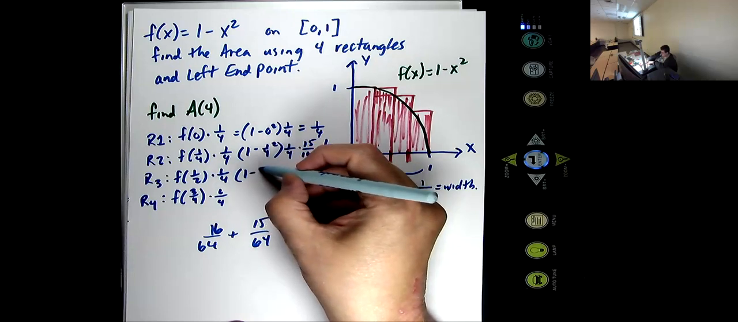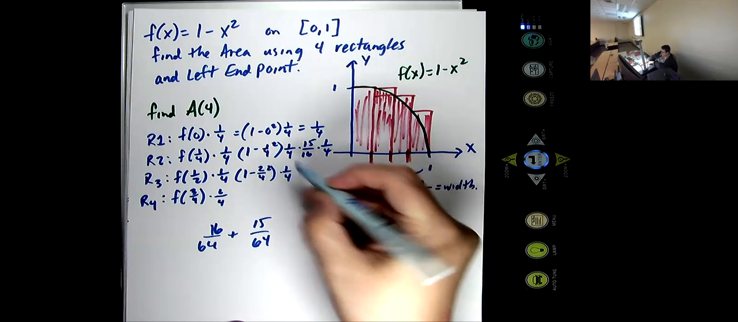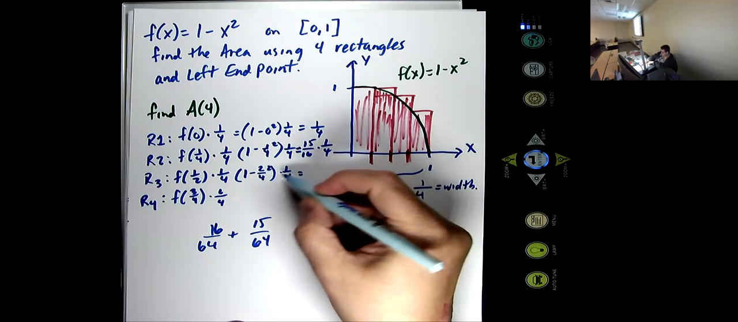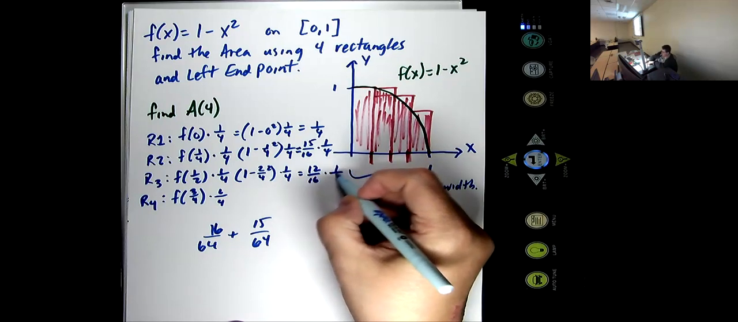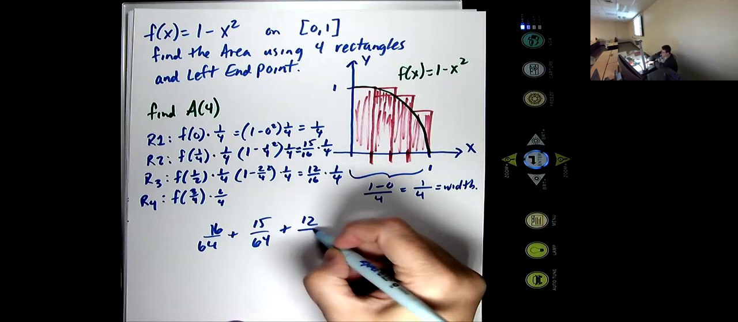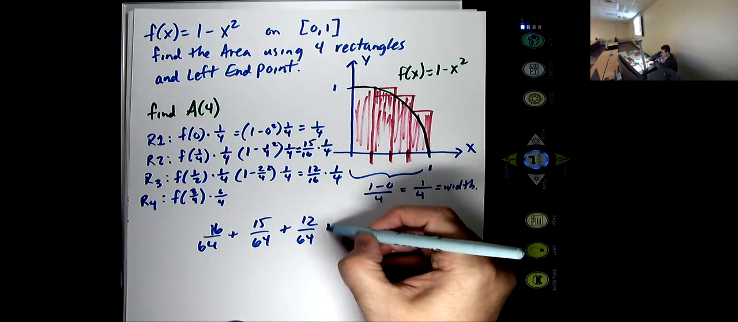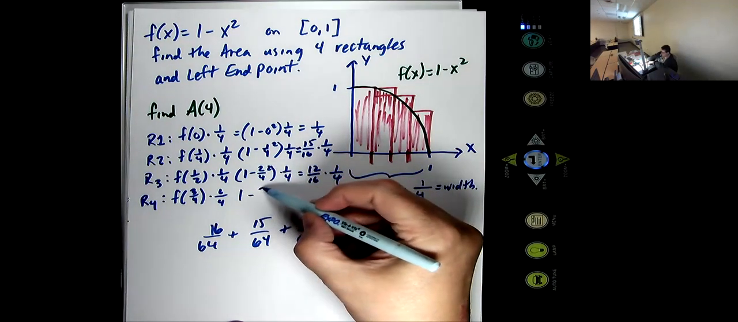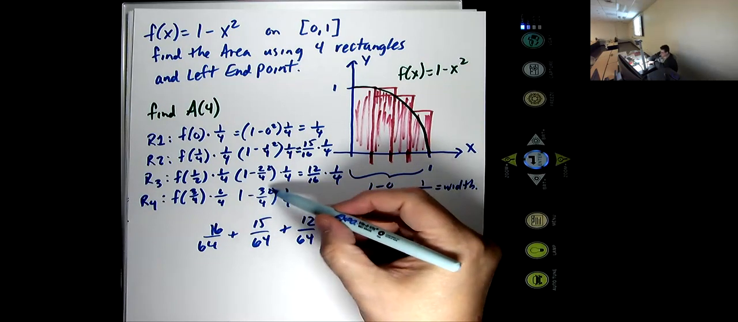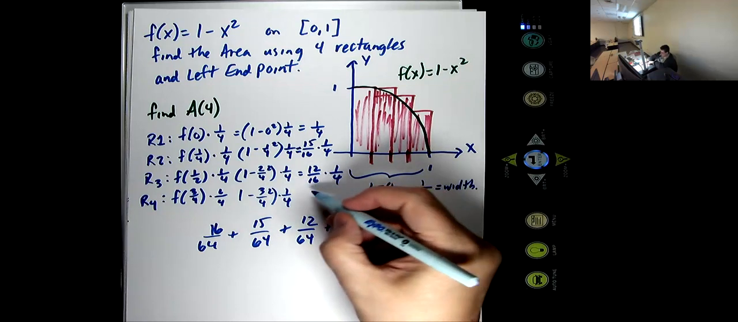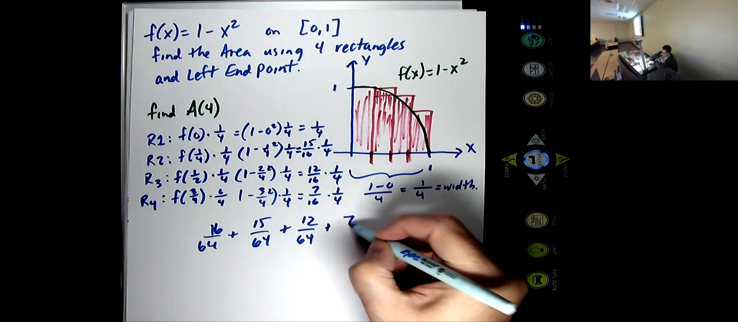Here we've got 1 minus 2/4 squared times 1/4, which is 4/16, which gives me 12/16 times 1/4, or 12/64. And then finally, 1 minus 3/4 squared times 1/4 is 1 minus 9/16, which would give me 7/16 times 1/4, which is 7/64.